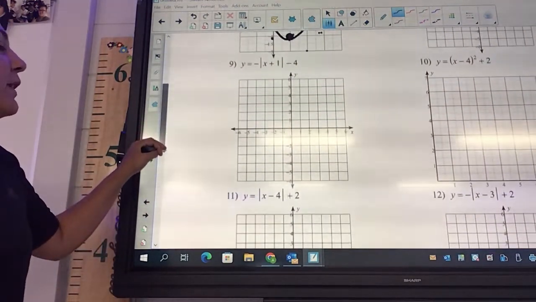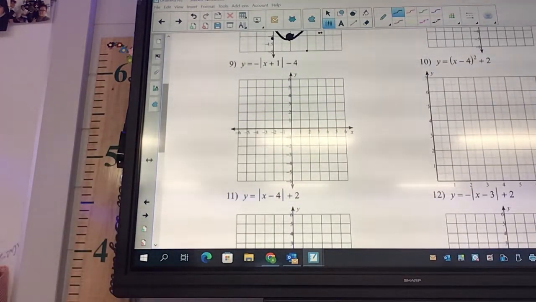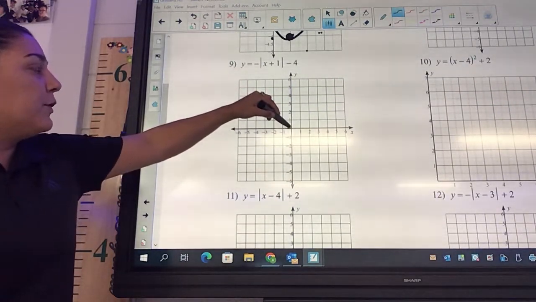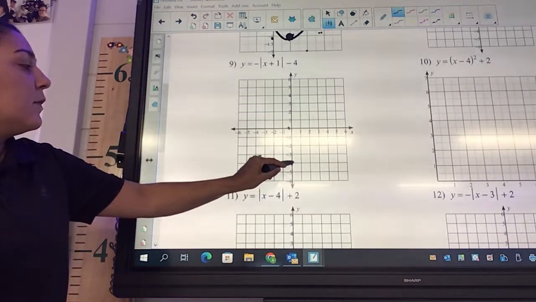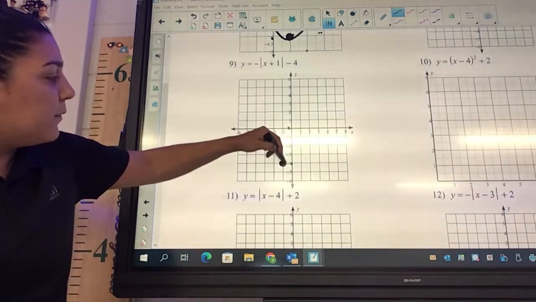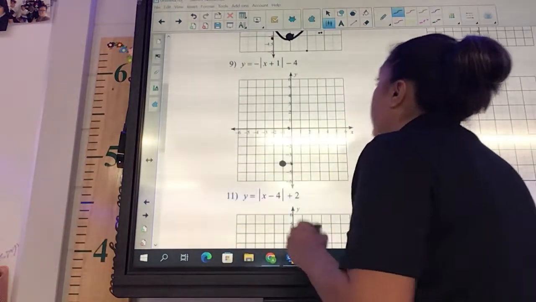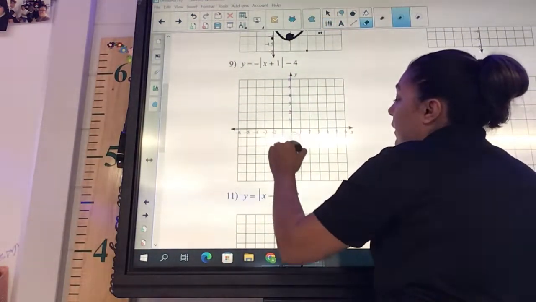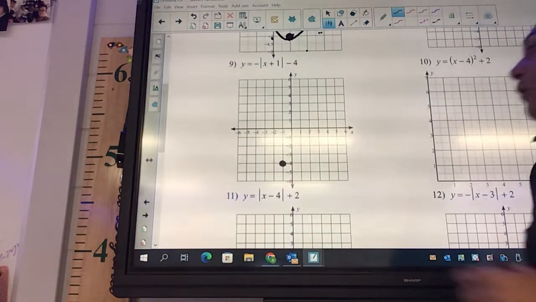Okay, look at 9. Is this going to be a V or a U? V. Why? It's got the straight bar, so it's going to be a V. Okay, we start at 0. What does that minus 4 do? Down 4. Left 1. Does this graph open up or down? Down. How do you know? Because of the negative sign. So, and then what's our slope? By slope, I mean, how do I get down 1 over 1?